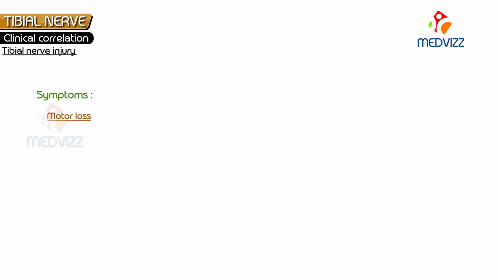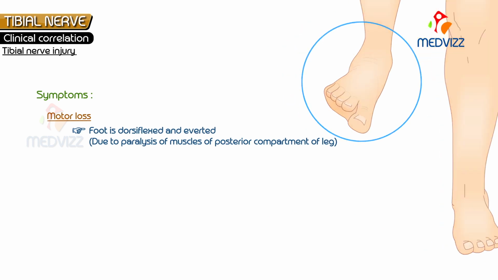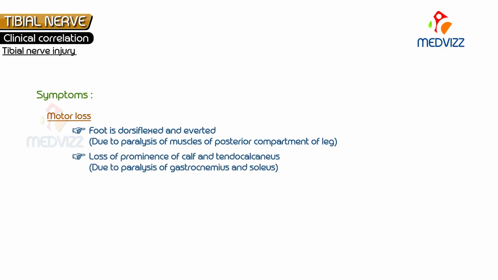Motor symptoms are as follows. Foot is dorsiflexed and everted, especially due to paralysis of the muscles of the posterior compartment of the leg. And there is loss of prominence of calf and tendocalcaneus, especially due to paralysis of gastrocnemius and soleus.